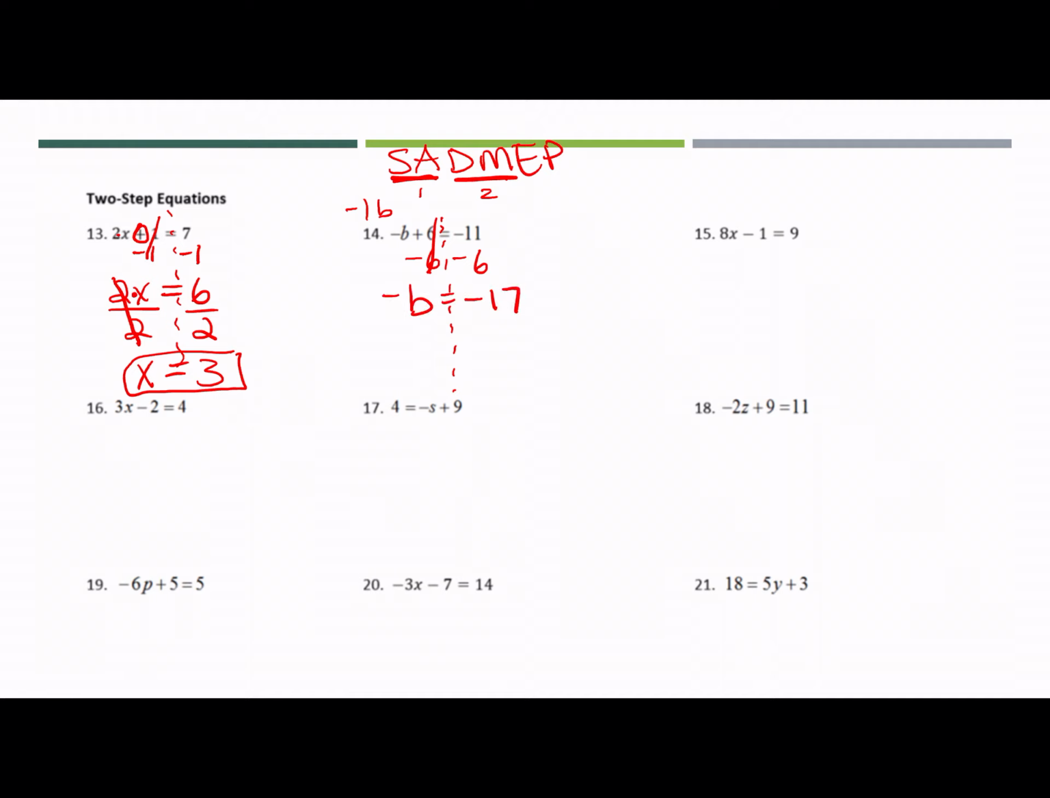And I should have reminded you of this already, but you should be using your calculator, all right? You don't have to be able to add negative 11 plus negative 6 quickly in your head. You should use a calculator.